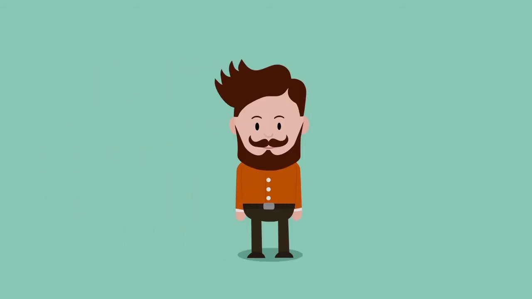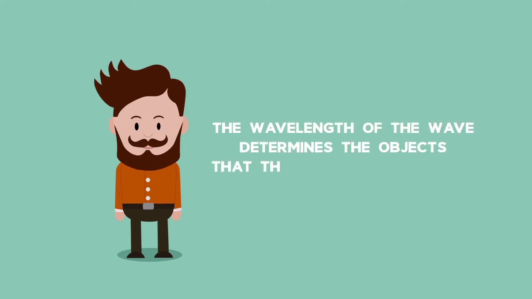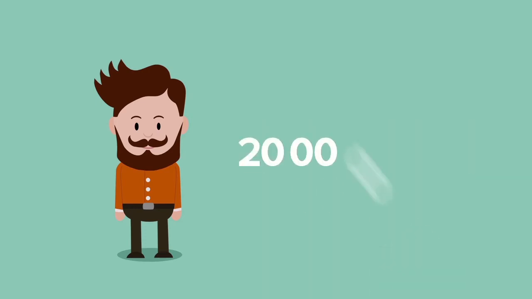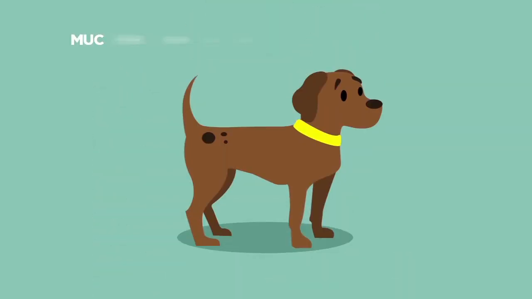We are limited to sound that can be transmitted and detected in our inner ear, and the wavelength of the wave determines the objects that they can interact with. Most humans can only hear up to 20,000 hertz, but animals like dogs can hear frequencies much higher.